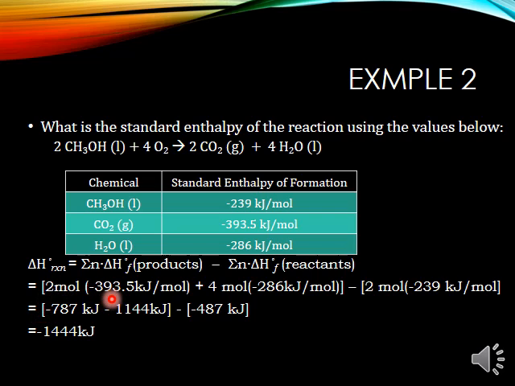So we have 2 times our enthalpy of formation, we get negative 787 kilojoules. The 4 times the negative 286, we get negative 1,144 kilojoules. And then 2 times the negative 239, we get negative 487 kilojoules. So we do our calculation here, and we end up with negative 1,444 kilojoules of energy. So to burn 2 moles of methanol, we will give off 1,444 kilojoules of energy.